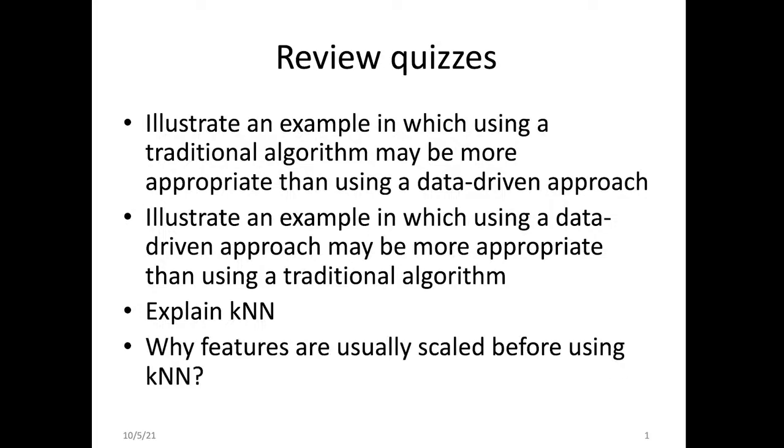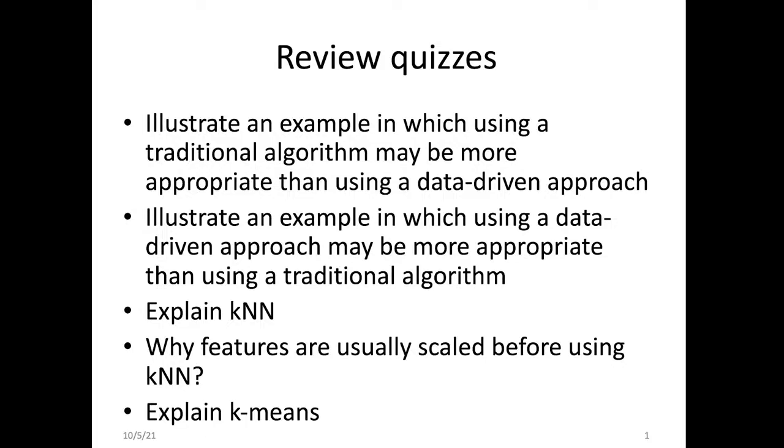Okay, next question. Why are features usually scaled before using KNN? The reason is that if we don't scale the features, then it is likely that when we calculate the Euclidean distance, the distance is dominated by a couple of features. If we scale the features first, then every feature is on a similar scale. So when you compute the distance between two instances, every feature plays roughly the same importance.